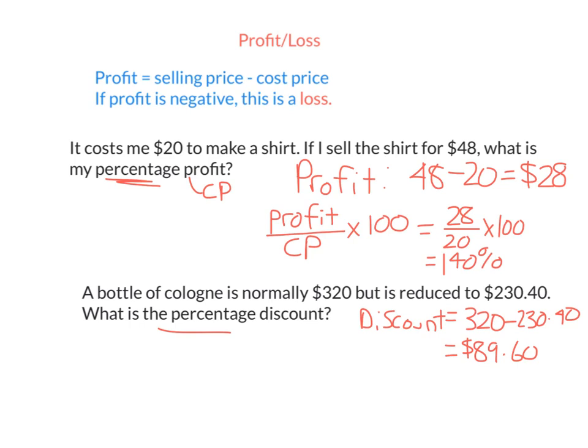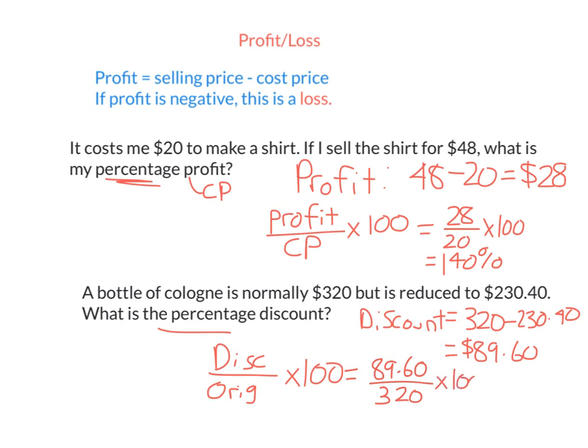So to find the percentage discount, I'm going to write the discount. I'm going to divide it by the original amount and times by 100. First quantity over second quantity times by 100. So in this case, $89.60 was the amount of the discount. The original price was $3.20, and I times that by 100. So putting that on my calculator, I get 28. So the answer is 28%. That means this price has been discounted by 28% to get this price.